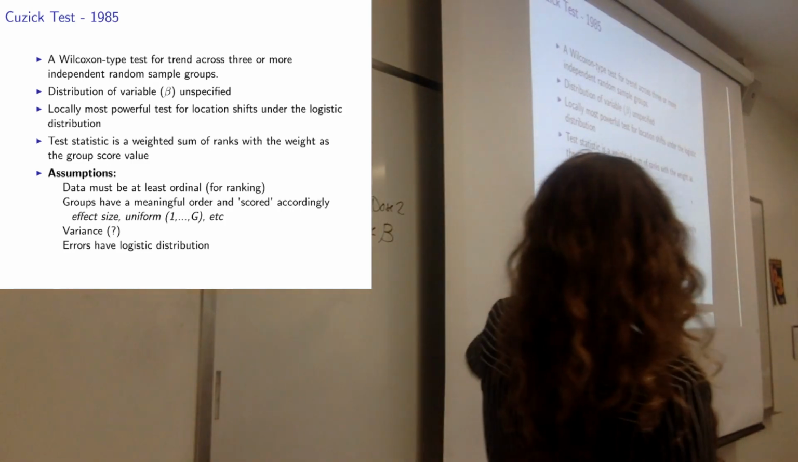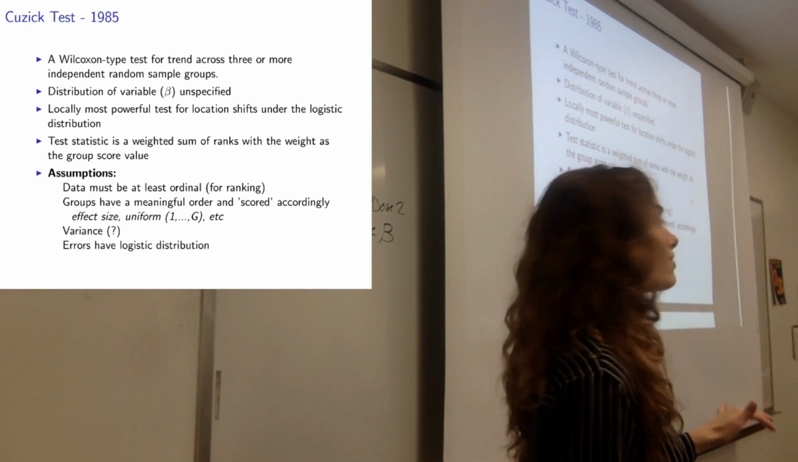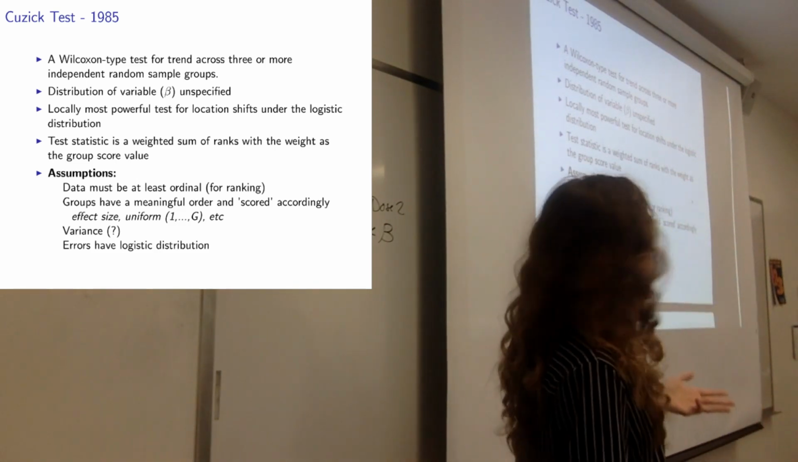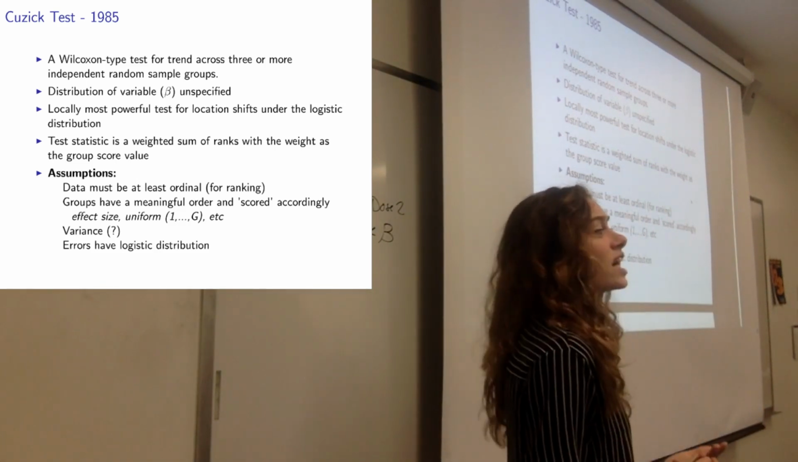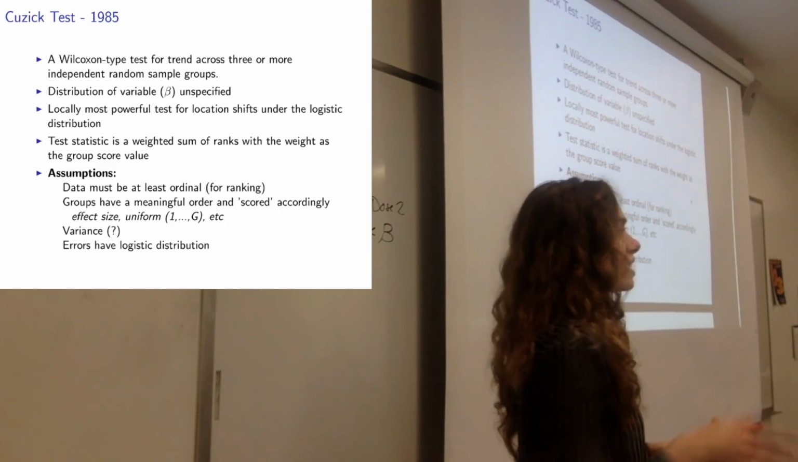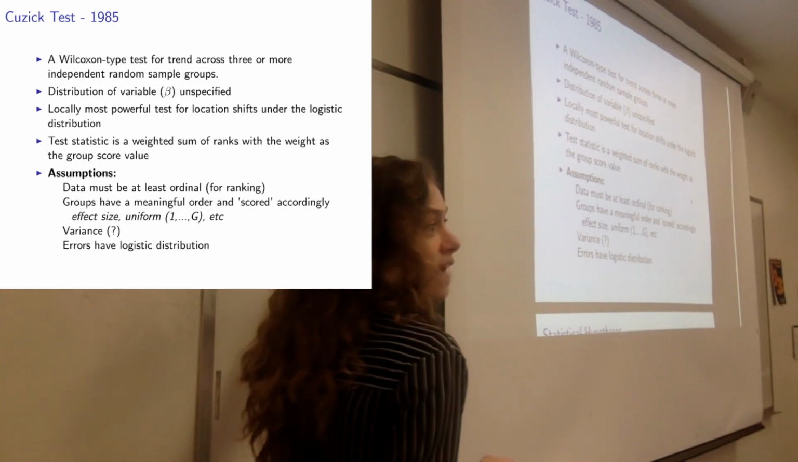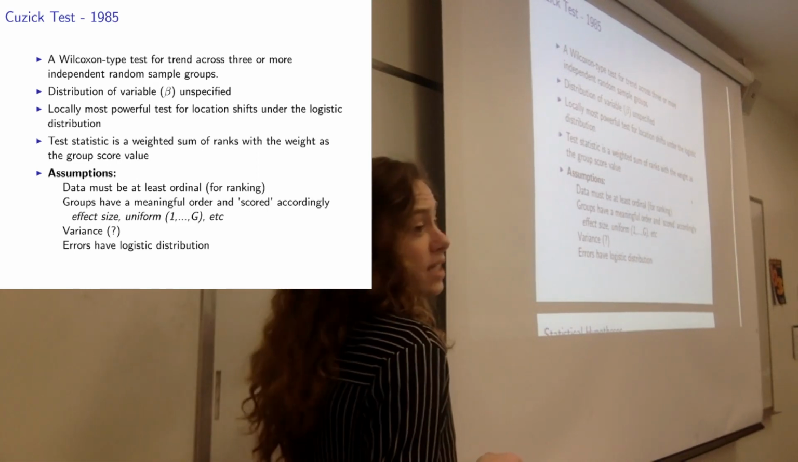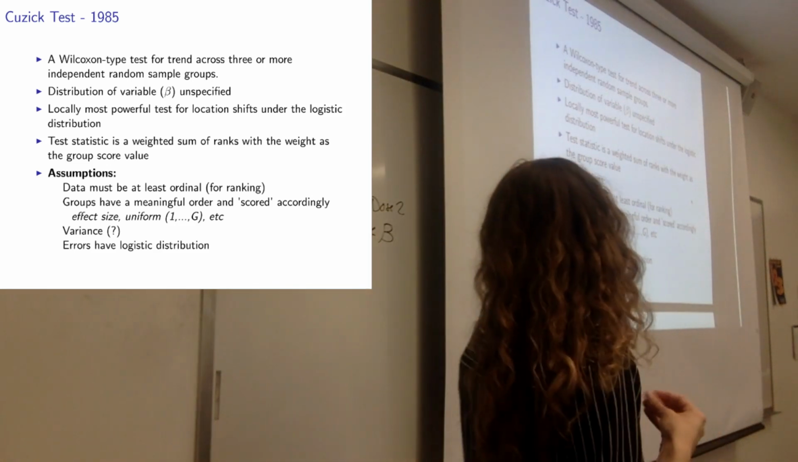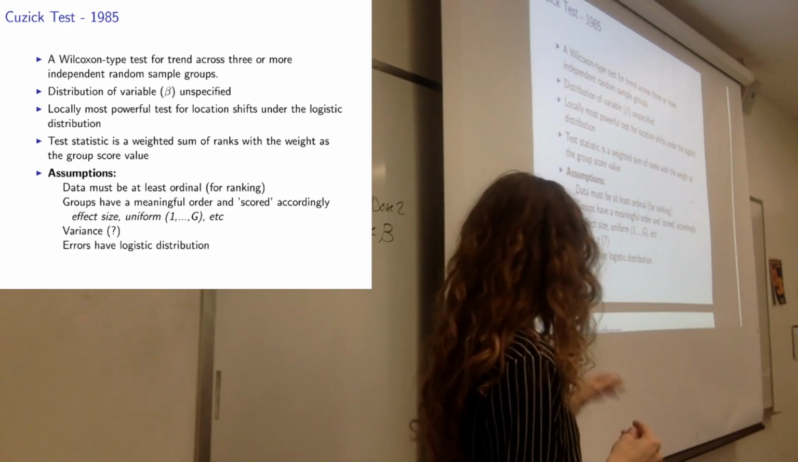And the way that you can score them, you can do many different ways. So the typical one is just doing 1, 2, 3 up to G. But you can also do it based on effect size. So if you think placebo has like a 0.1 effect size, you can do 0.1, and then if you think dose 1 is going to have like a 0.5 effect size, 0.5, dose 2, 0.8. So they don't have to be uniformly spaced. And it gives you a lot of wiggle room in terms of finding this trend.